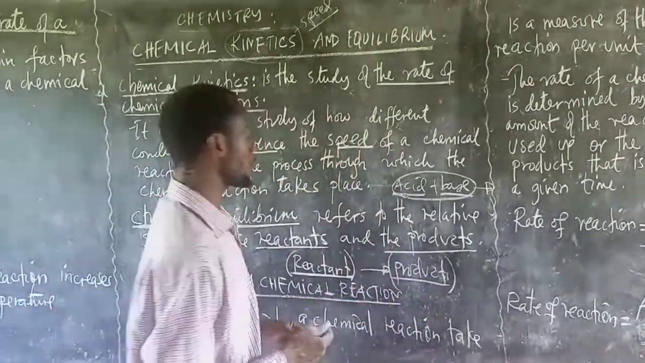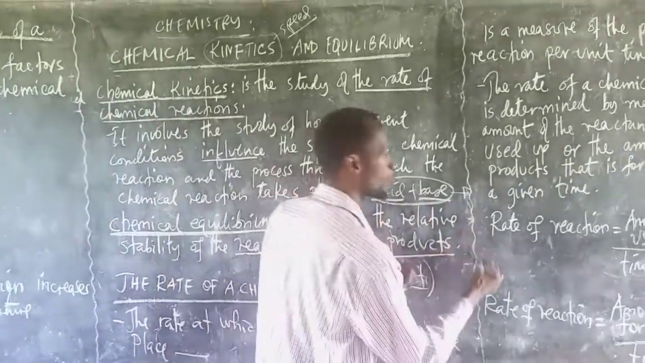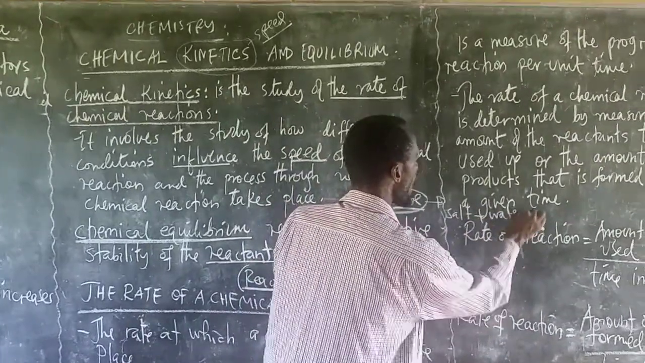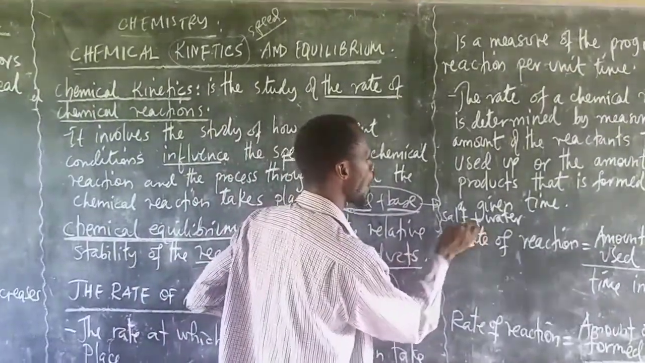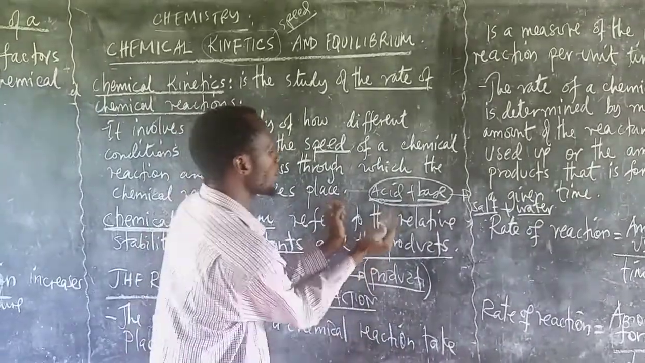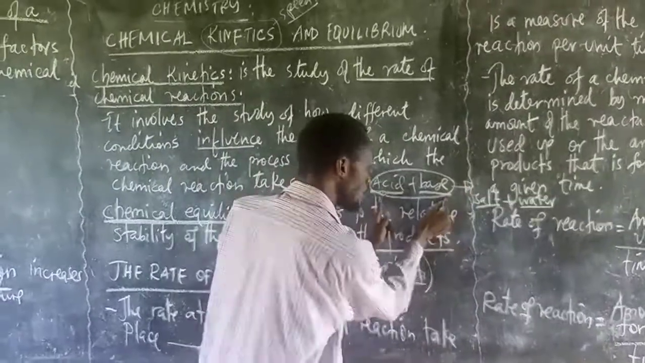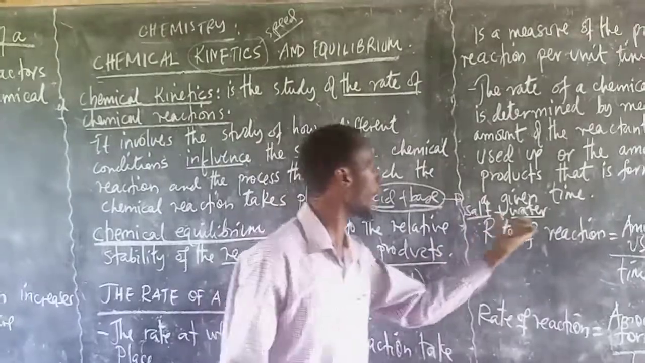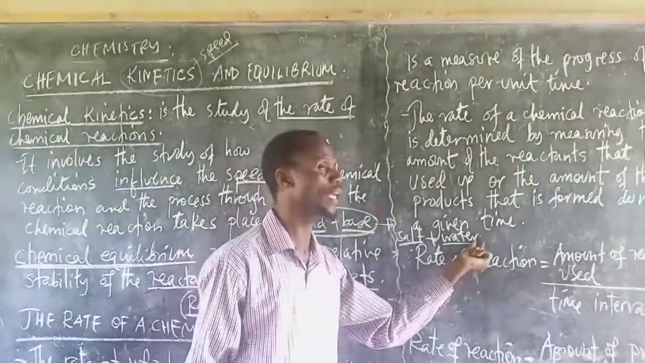For example, if you are reacting an acid and a base, we expect salt and water. The salt and water are the products. Therefore, we are looking for the rate of chemical reaction between acid and base. This is the reactant used up and the time taken to complete that reaction. The product that is formed in a given time also indicates the rate of the chemical reaction.